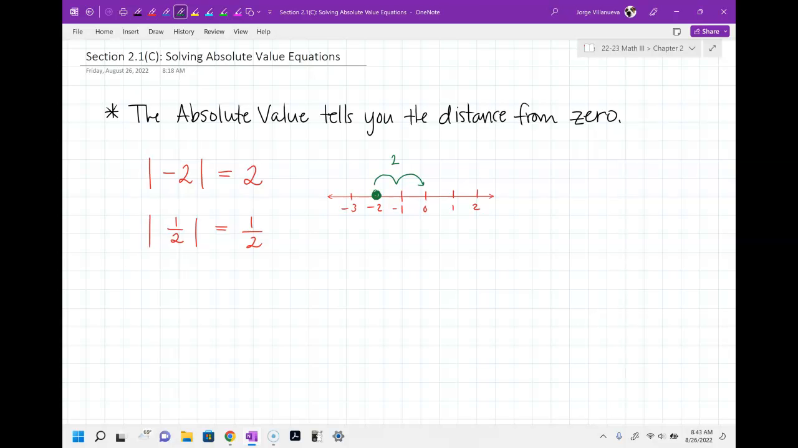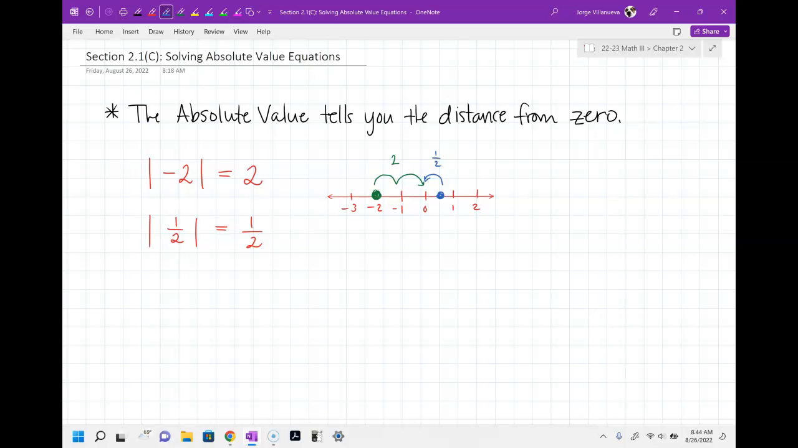So if the absolute value is a distance from zero, then it doesn't matter which side you're coming from. It's still going to be a positive value. Right here at half, we'll say this is half right here. The distance to zero is still half. Okay, so that's the whole idea.